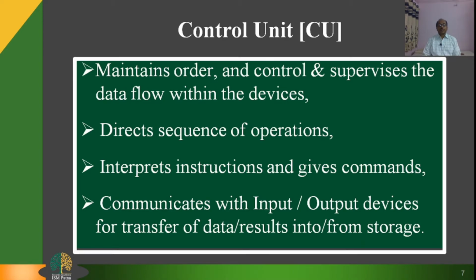So let's see what a control unit does. It maintains order and control and supervises the data flow within the devices, among the devices. It directs the sequence of operations, it gives a sequence of the operations. It interprets instructions and gives commands. It communicates with input output devices for transfer of data and results from or into storage devices. So these are the functions of the control unit.